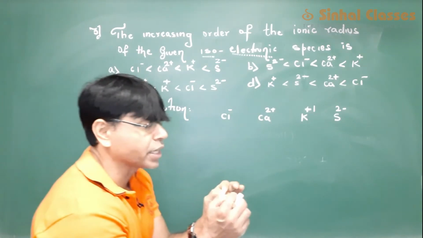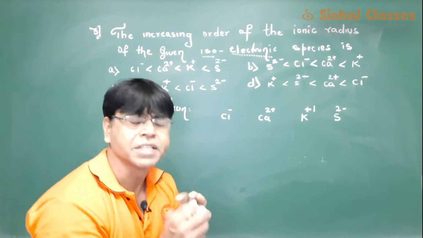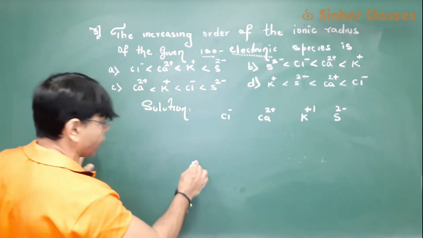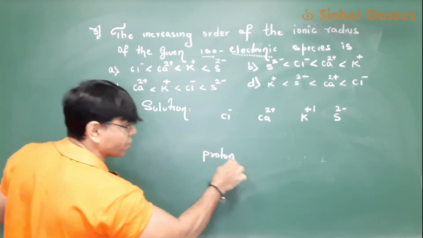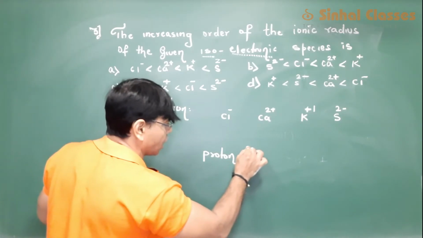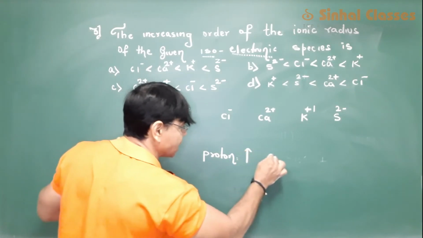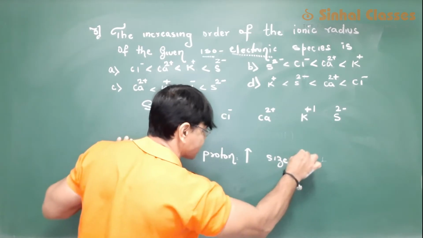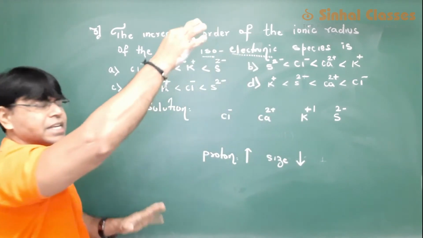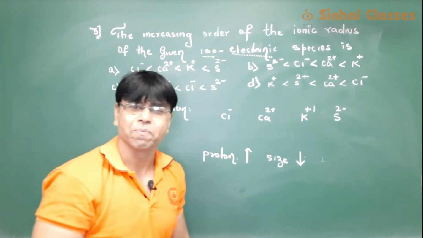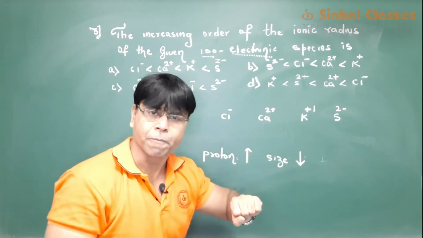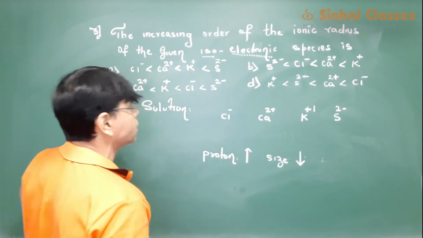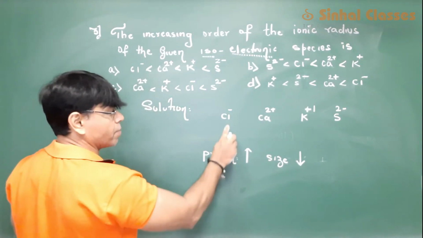Now, a very important and very simple way of arranging this type of question. Don't forget, if the proton number, that is the atomic number, is high, then size will decrease. Proton increases, size will decrease. Shortcut way to solve such questions: just take out the atomic number, that is the number of protons.